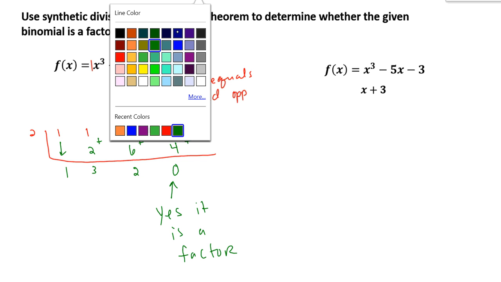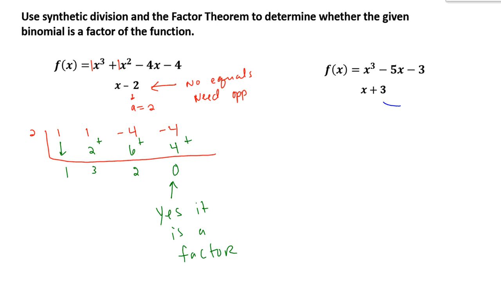All right, let's try this one over here. Let's see, no equal sign, so a is going to be the opposite. Negative 3 out front. We are missing x squared, so we're going to do plus 0x squared in here, which means my coefficients are 1, 0, negative 5, negative 3. Number one error with these guys is forgetting to put that 0 in that spot.